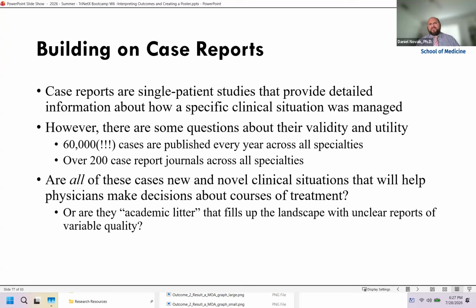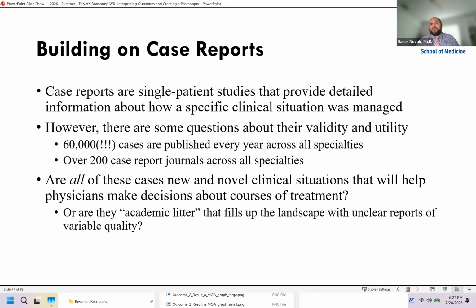Another thing that I might point out is a lot of medical students develop case reports. Case reports are single patient studies that provide really detailed information about how a specific clinical situation was managed. But there's a lot of questions about their utility and their validity. Like there are 60,000 cases published every year across all specialties. That's a lot of unique situations, right? There's over 200 case report journals across all specialties, by the way. So there's lots of venues that are willing to take these 60,000 studies, but are they just academic litter that just fills up the landscape with really unclear reports of variable quality?